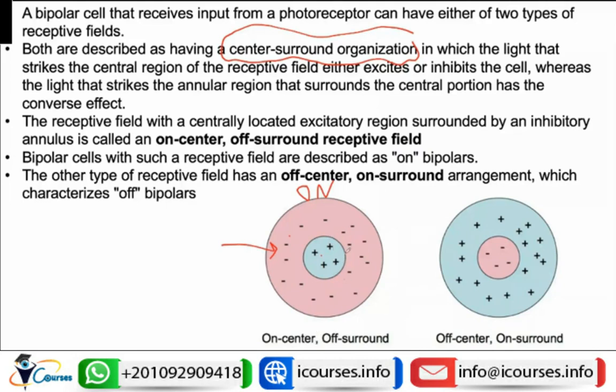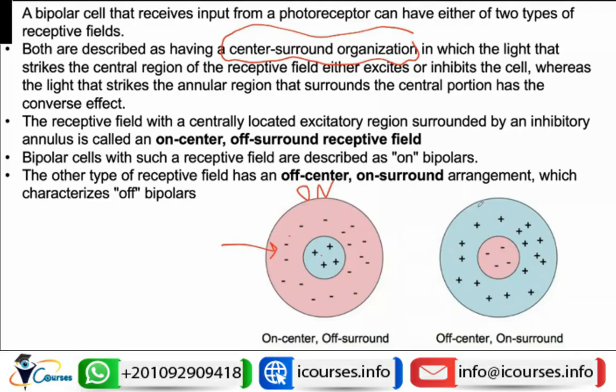What is the on-center off-surround? This is a receptive field, or a group of bipolar cells, in which the central part is excitatory and the peripheral part is inhibitory. So stimulation of the central part will cause stimulation of the bipolar cells. Stimulation of the peripheral part will cause inhibition of the bipolar cells.